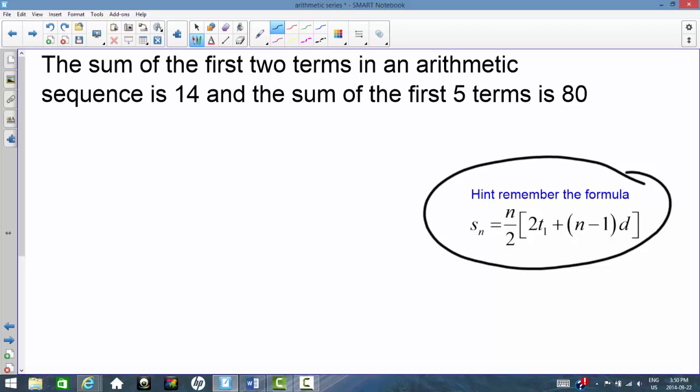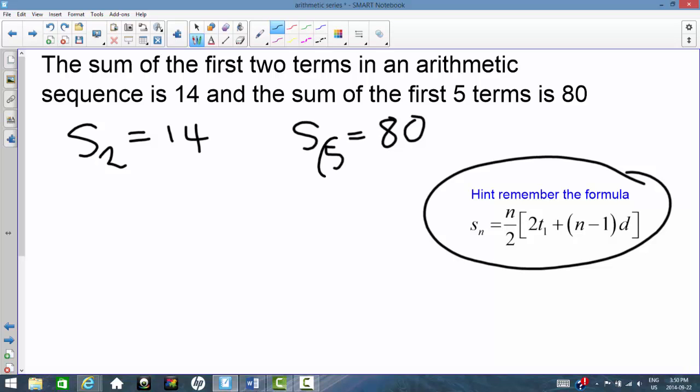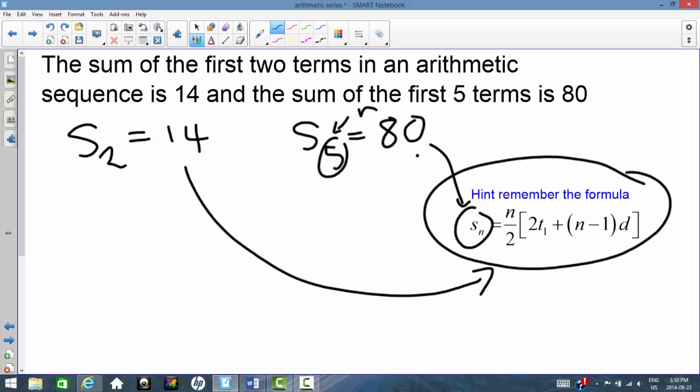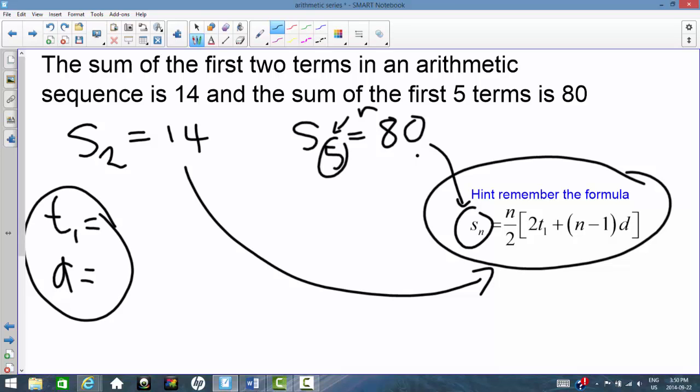You know that the sum of the first two terms is 14. You also know the sum of the first five terms is 80. You're going to need to use this being the n and this being the sum. You're going to need to substitute this information into this equation. From this you'll create two equations, which you're then going to need to solve together to find t1 and d, which is your goal for this. Your goal is to find the first term of this sequence and the common difference.